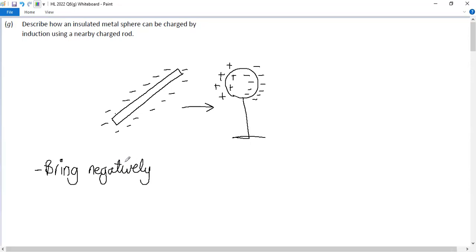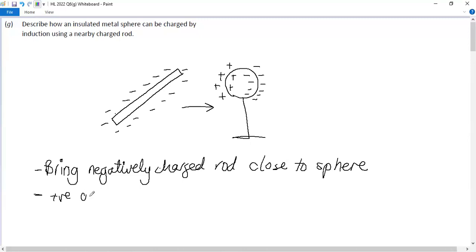Negatively charged rod. I'm bringing my negatively charged rod close to the sphere. So this is me just going back over the steps again, and this is how my answer looked when I was finished. Bring a negatively charged rod close to the sphere.